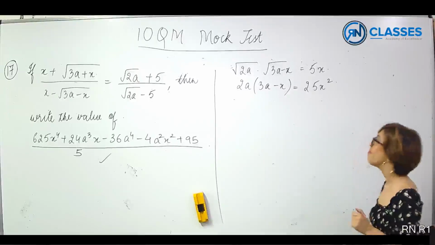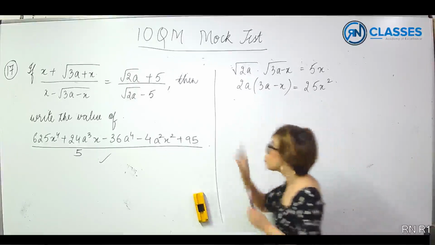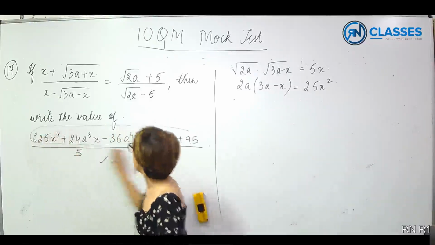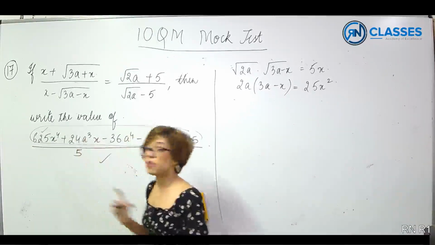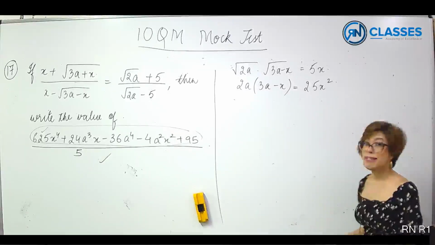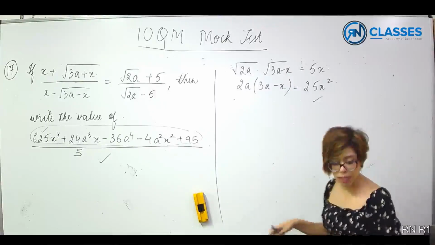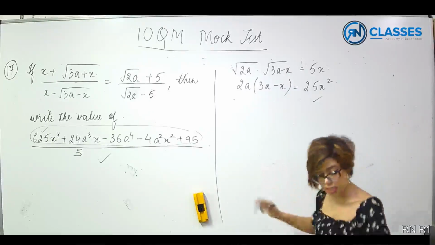Cool? Alright. Now, from here I need to somehow generate this. If I look carefully, this is 625x raised to 4. This is 25x squared. If I want 625x raised to 4, I will want to square it. So, what I'll do is, I'll square these two quantities again.